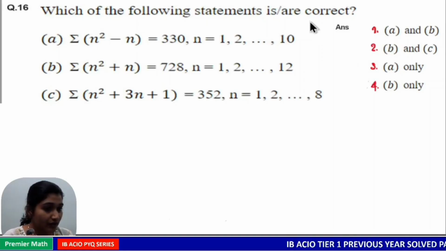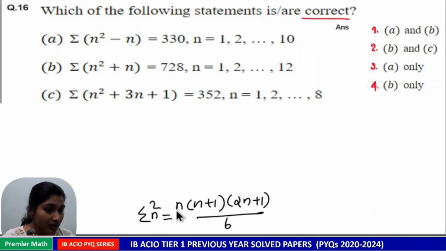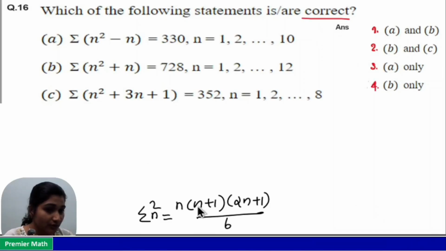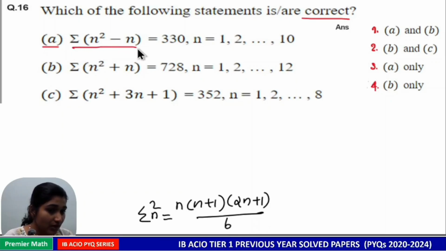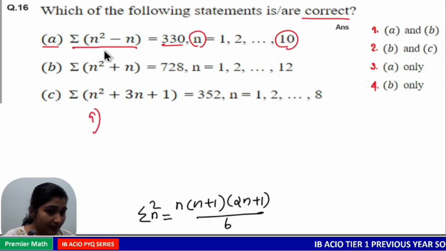Which of the following statements is or are correct? Here, use the formula for the sum of squares of natural numbers, that is n(n+1)(2n+1)/6. The first statement says the sum of squares of natural numbers minus the sum of natural numbers equals 330. Here the number of terms is 10, since 1 up to 10 means 10 terms. So, use the formula. Let's check statement A.